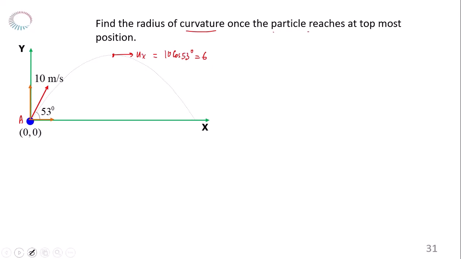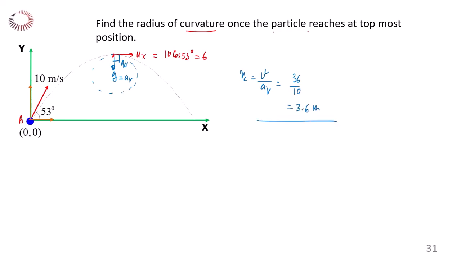And at that point of time, what is the acceleration? Acceleration is g acting downward. So this is 90 degree. That means g is nothing but our AR. So if I draw a circle in this situation, the circle will be like this. So what is the radius of curvature? Radius of curvature is V square by AR. So V is 36, divided by 10, is 3.6 meters. That is your answer.